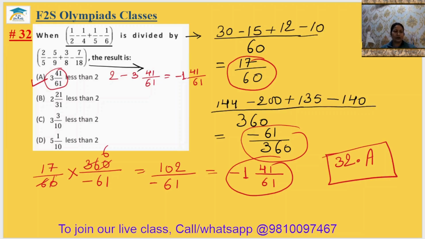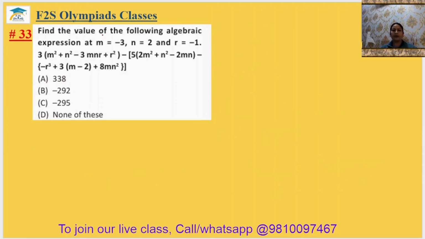Okay. Now question number 33. Find the value of the following algebraic expression at m equal to minus 3, n equal to 2 and r equal to minus 1 for this expression. So we can just do it in a simple way. First take this part as part 1, take this one as part 2 and this one as part 3. Okay? To calculate part 1, P1, I am just writing it. It is 3 into m square plus n square minus 3m and r plus r square.